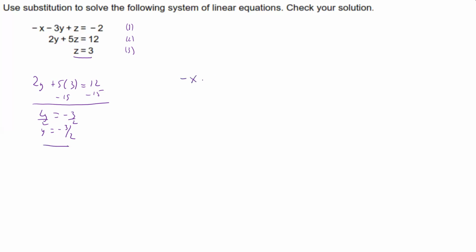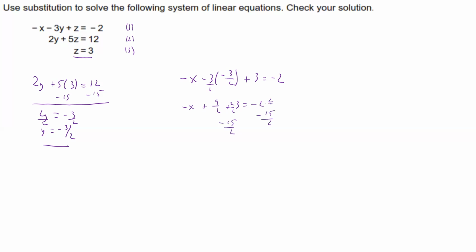So I get negative x, and then minus 3 times negative 3 over 2, and then plus 3, and that's supposed to equal negative 2. Working with this, here we have 3 over 1 times the 3 over 2, so that's going to be a plus 9 over 2. So we have negative x plus 9 over 2 plus 3 equals negative 2. I have to get a common denominator, so if I multiply that 3 by 2 over 2, I'll get 6 over 2 plus 9 over 2, so that's going to be 15 over 2, so I'm going to subtract 15 over 2.